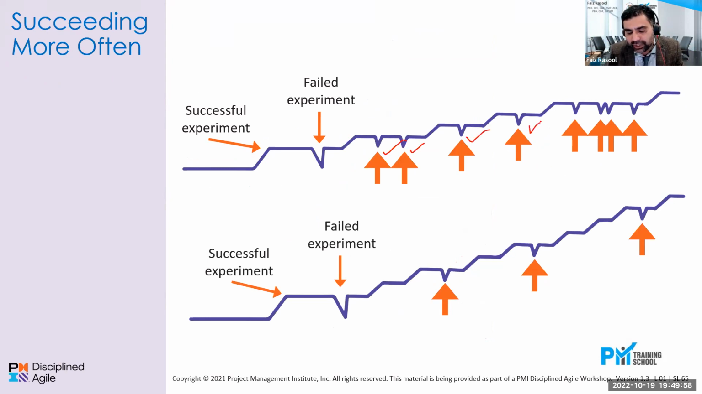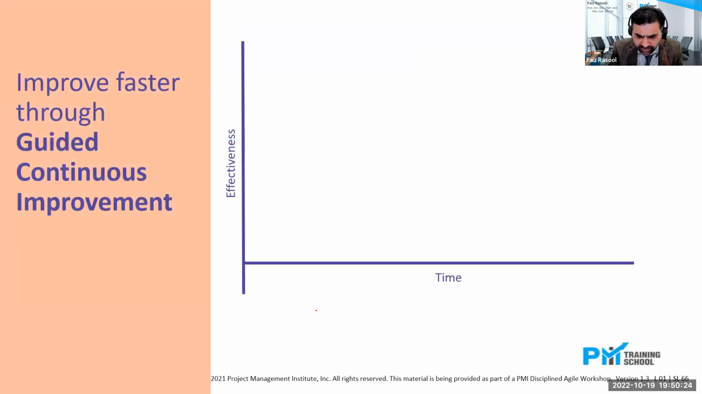Okay, no sponsor pays you to fail and learn. What they really want is for you to experiment and succeed. Okay, though they're fine with failure, but how often? They really don't want it more often. They want you to succeed more often. So this is what this guided continuous improvement does. Now let's have a look at this picture.